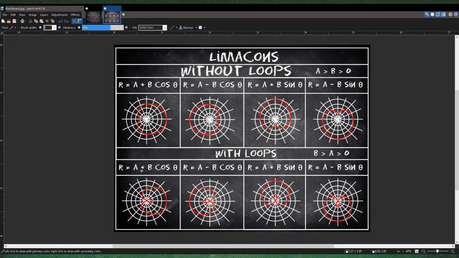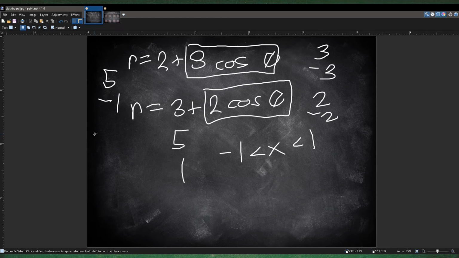Because if you think about it, you have A and B. If B is bigger than A, then technically B could become greater than A or lower than A at some point, because if you add them together, it's going to have a loop. Without loops can't do that because A is greater than B, so it's going to be positive the entire time. It's going to dip at some point, but it's never going to make that loop. And that's how I basically memorize that.